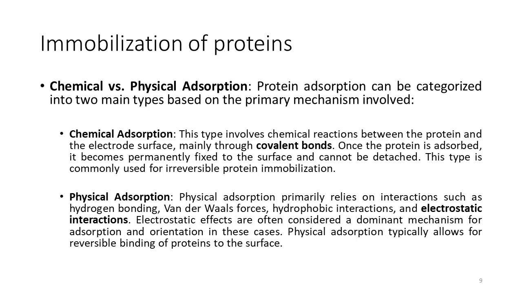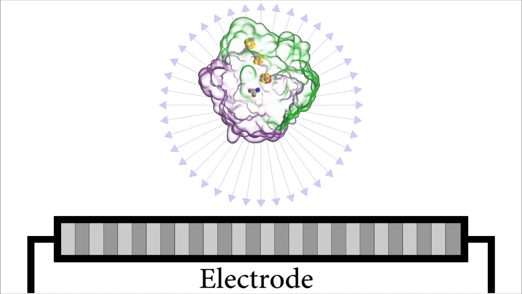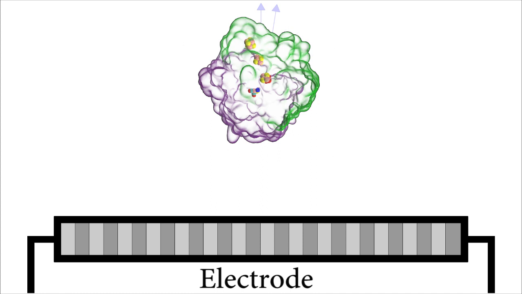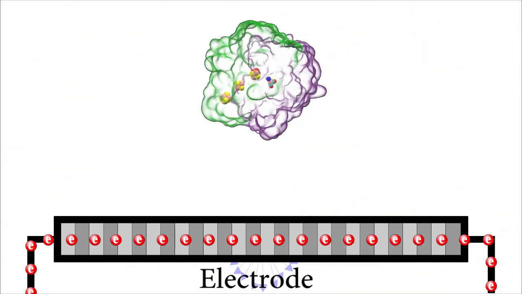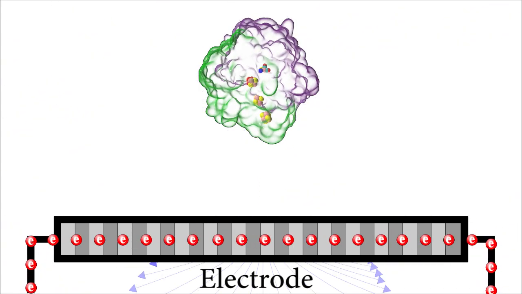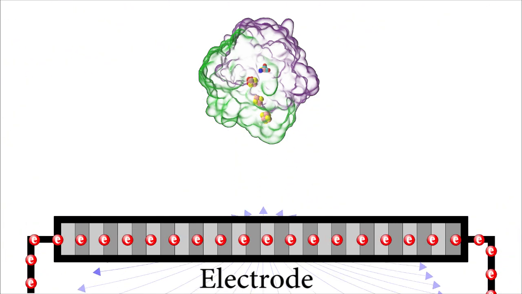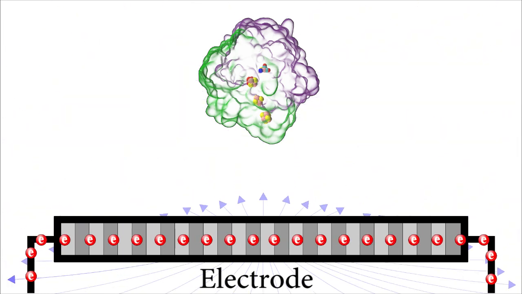This is the way I want to immobilize the proteins on the surface of my electrode. What I'm going to do is place the protein on the surface of an electrode, and then I'm going to pass a flux of electrons through the electrode. This is going to generate an electrostatic interaction, an attraction between the charge of the protein and the charges in the electrode. First, with this, I want to absorb the protein on the surface of the electrode, and second, I want to control the orientation of the protein on the surface of the electrode.